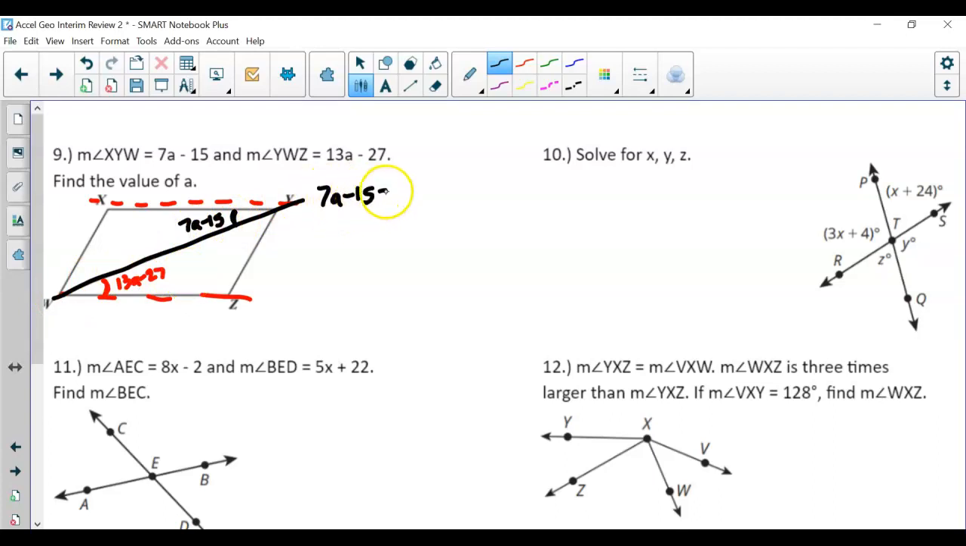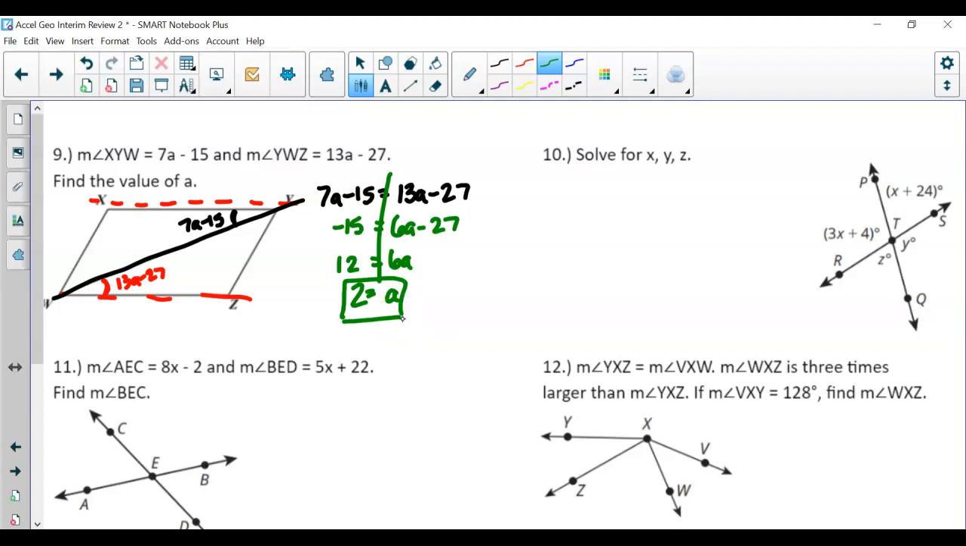7a minus 15 is equal to 13a minus 27. And now we're just solving for a. When you gather, you get -15 is equal to 6a minus 27. Now you solve. When you add 27, you get 12 is equal to 6a, and that's how you get a is equal to 2. Now here we're solving for x, y, and z.